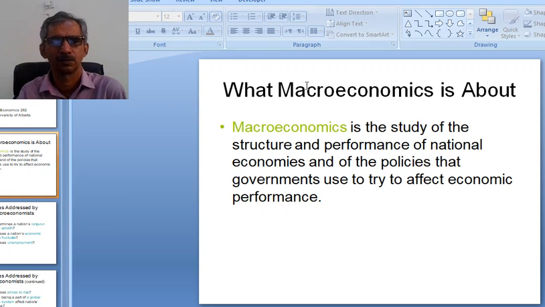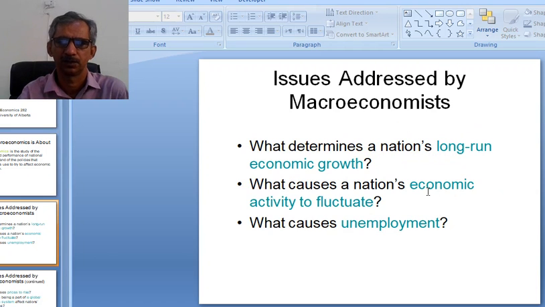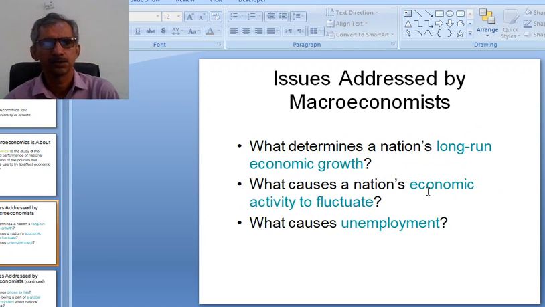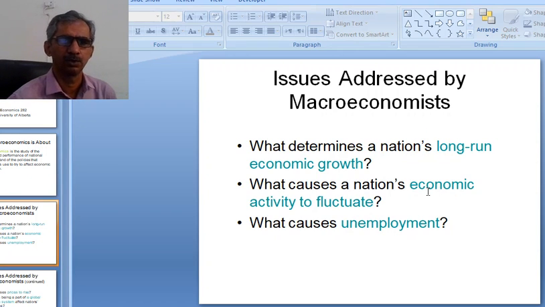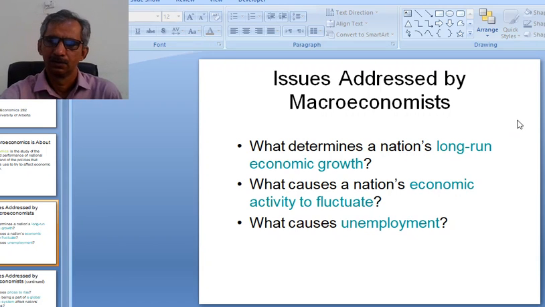Macroeconomics is the study of the structure and performance of national economies, the entire economies, and of the policies used by governments to try to affect economic performance, either to improve or to control the speed of the economies. Macroeconomics usually addresses these issues: what determines a nation's long-run economic growth.